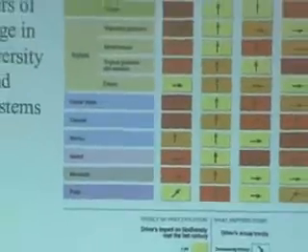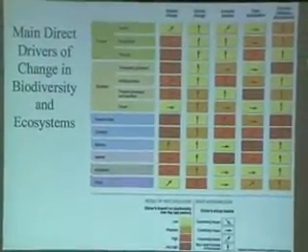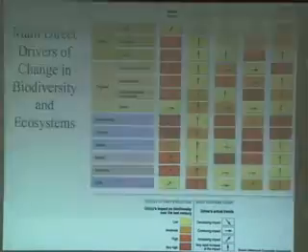It sought to look towards the future in terms of evaluating the importance of ecosystems for human well-being, and it also looked at the main drivers of change in biodiversity and ecosystems, identifying habitat change, climate change, invasive species, overexploitation, and pollution, diffuse pollution of nitrogen and phosphorus particularly.